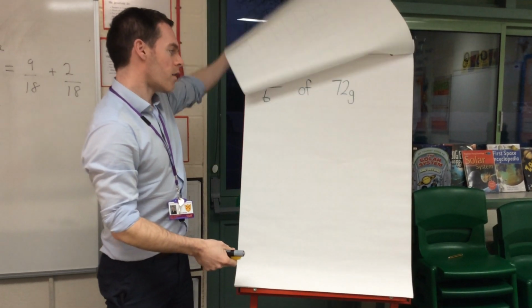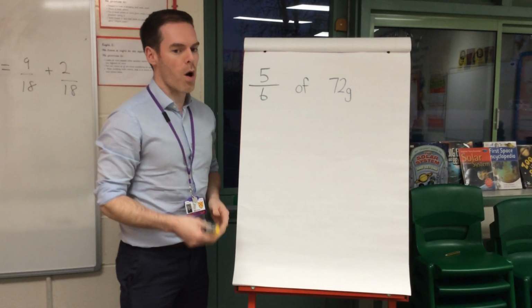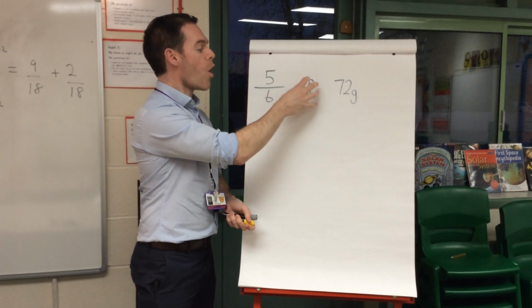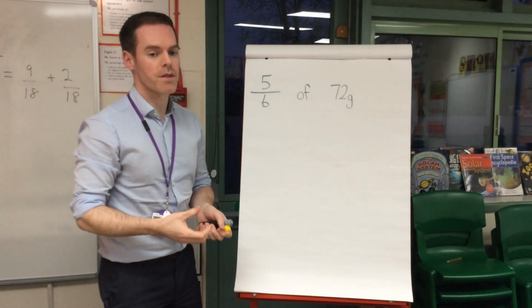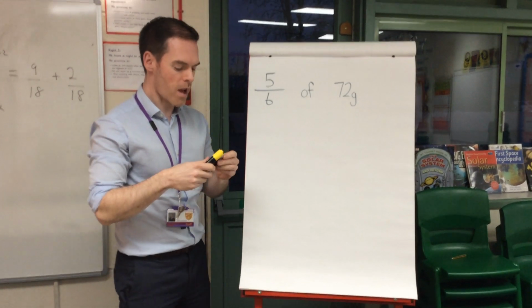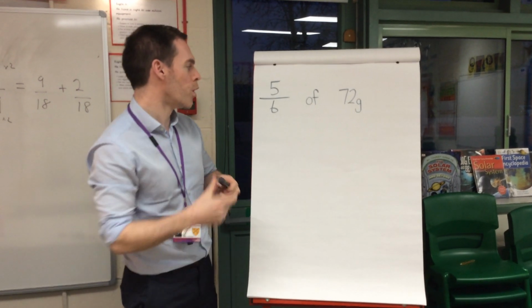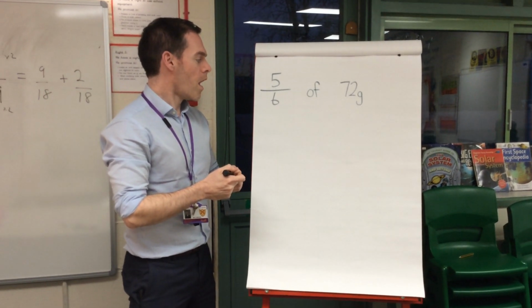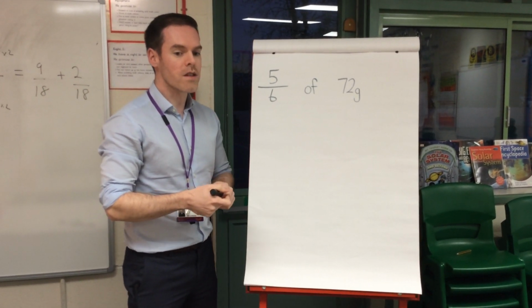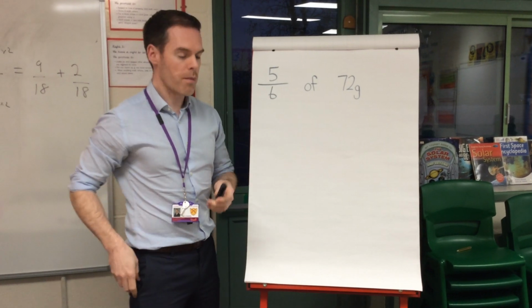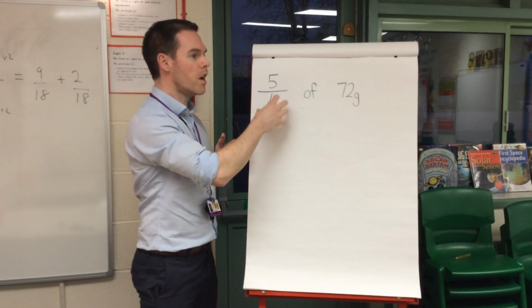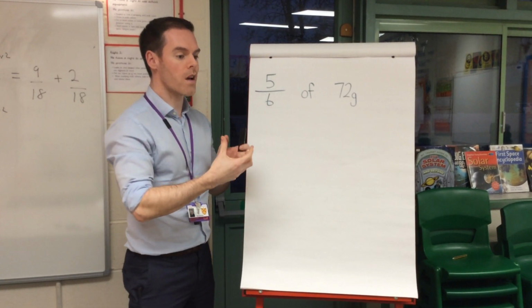Now let's have a look at finding a fraction of an amount. So we've got 5/6 of 72 grams. We'll come back to look at that grams in a second when we think of this in the context of a word problem. So the first thing we're going to do is represent this as a bar, because that's the easiest way to look at this fraction.